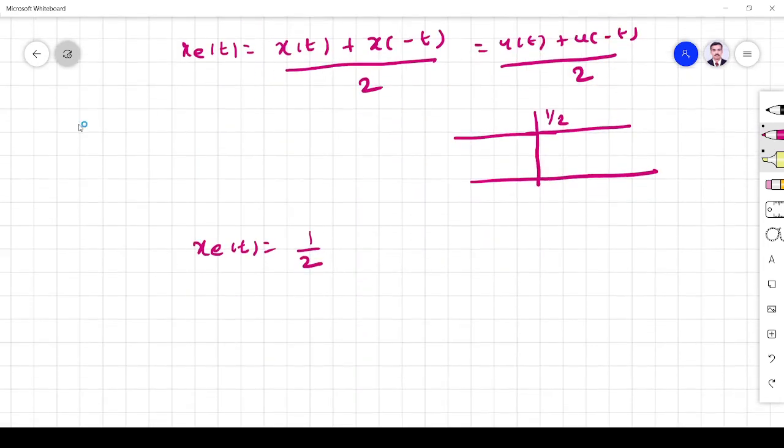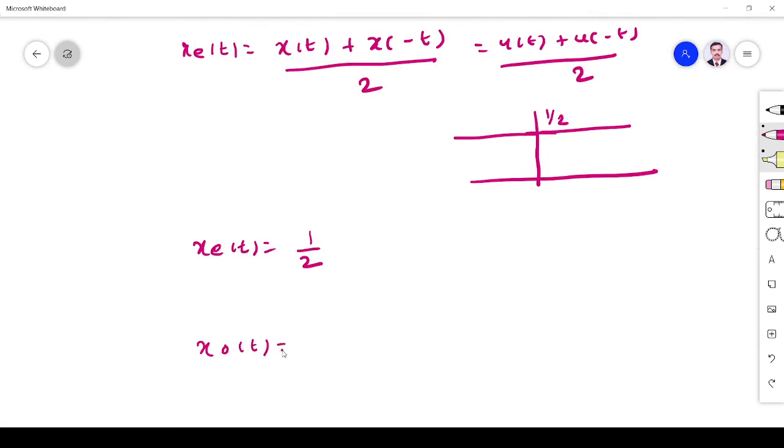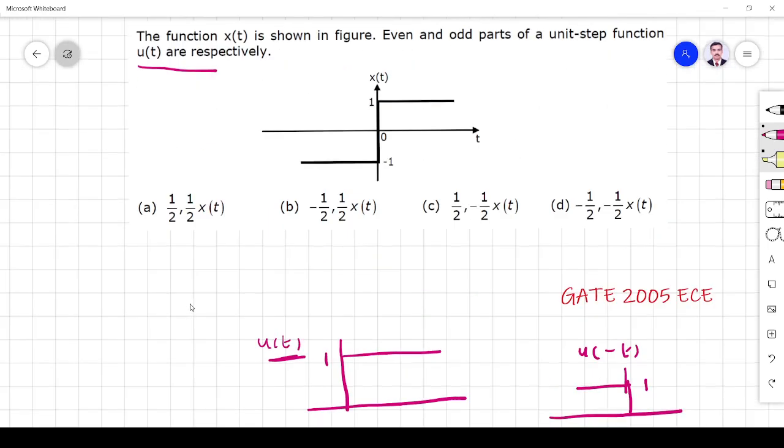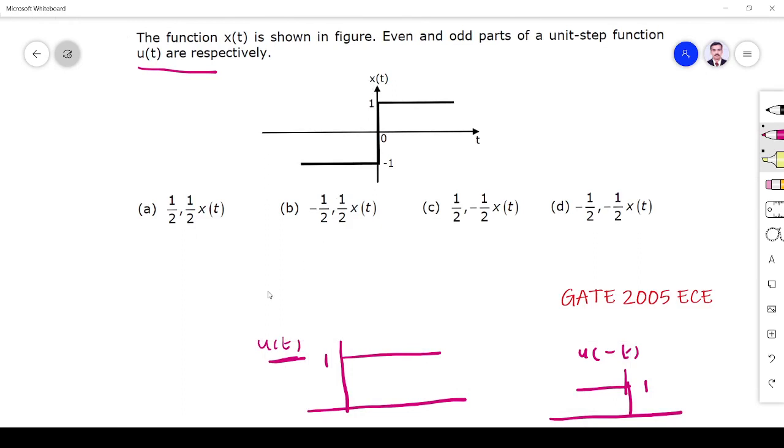Fine. What about x odd of t? X odd of t formula is x of t minus x of minus t by 2. So x of t is, let us assume it is u of t. X of minus t is this one we know, but its magnitude is reversed, so it is minus. So magnitude should be divided by half, so this is minus 1 by half. Now you see this is same as this x of t, but magnitude is half. So my even part is 1 by 2, odd part is this x of t by 2.